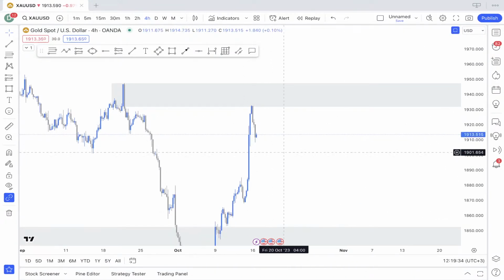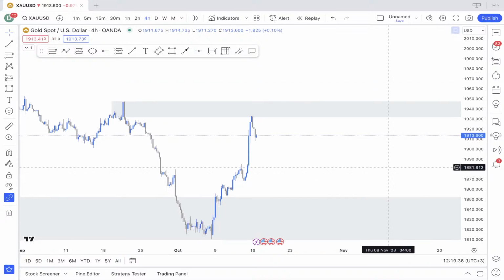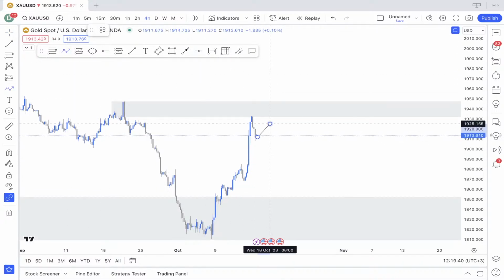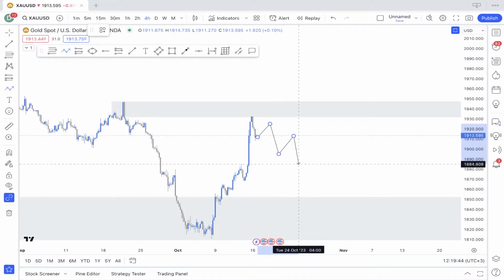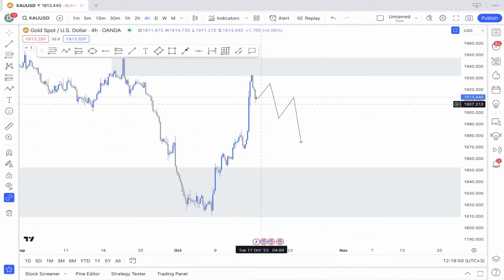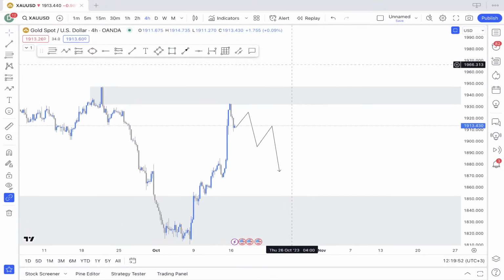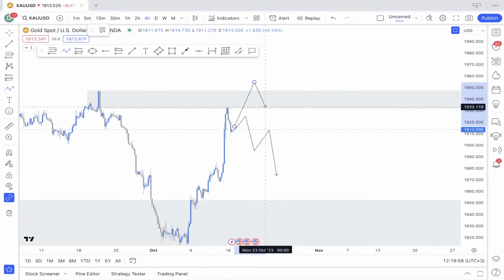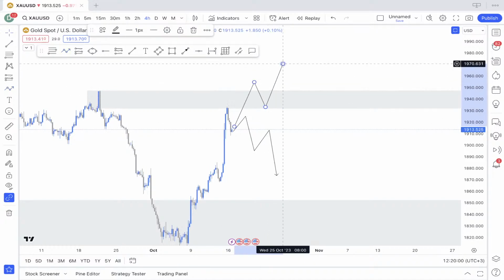Okay, so I want to see if we get a pullback, then another clear break, then I might look for some sales up there to take price lower. Okay, that would be like the ideal scenario. And in terms of buys, I would look for some buys if I see a very clear break of structure above this order block here. Then on the retracement, I might look for some buys to take price up there.